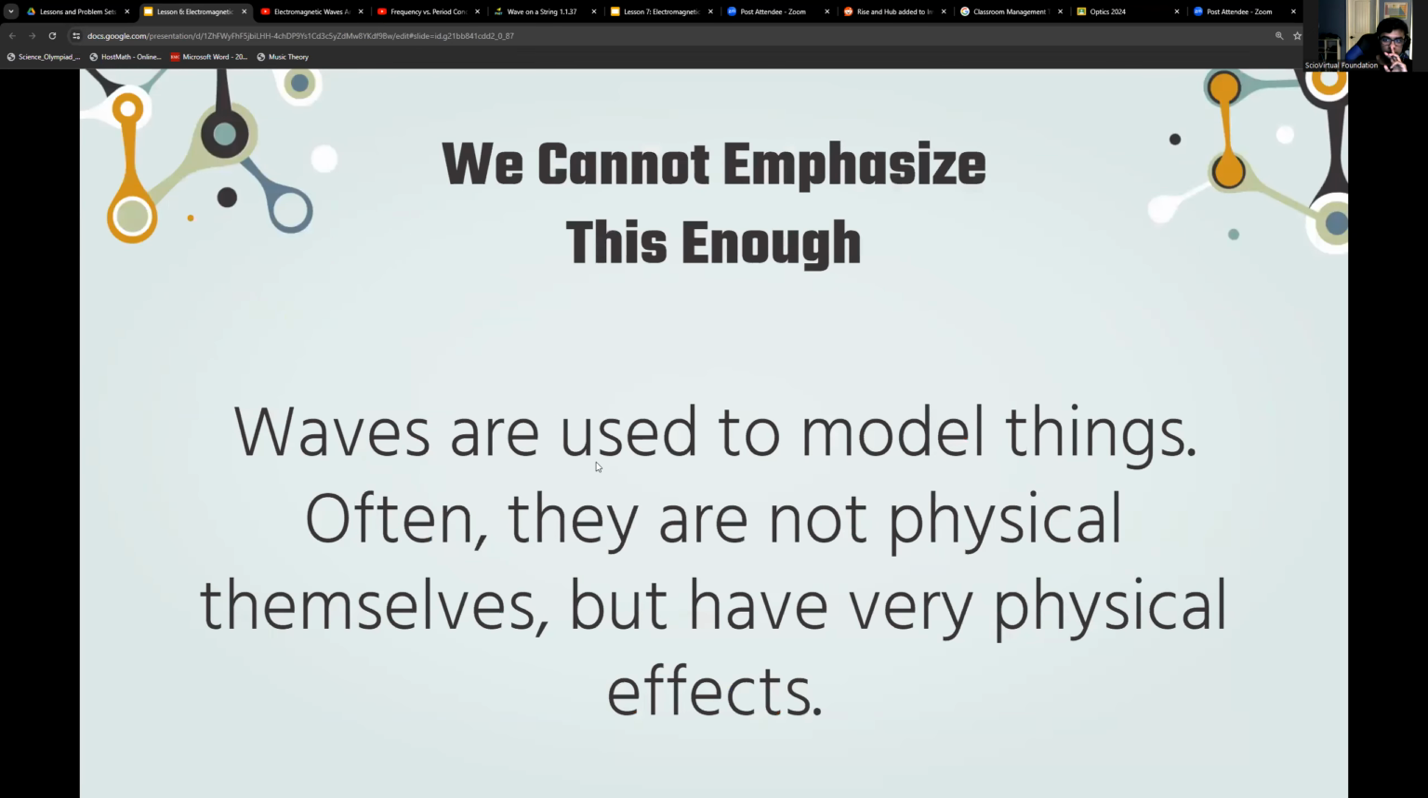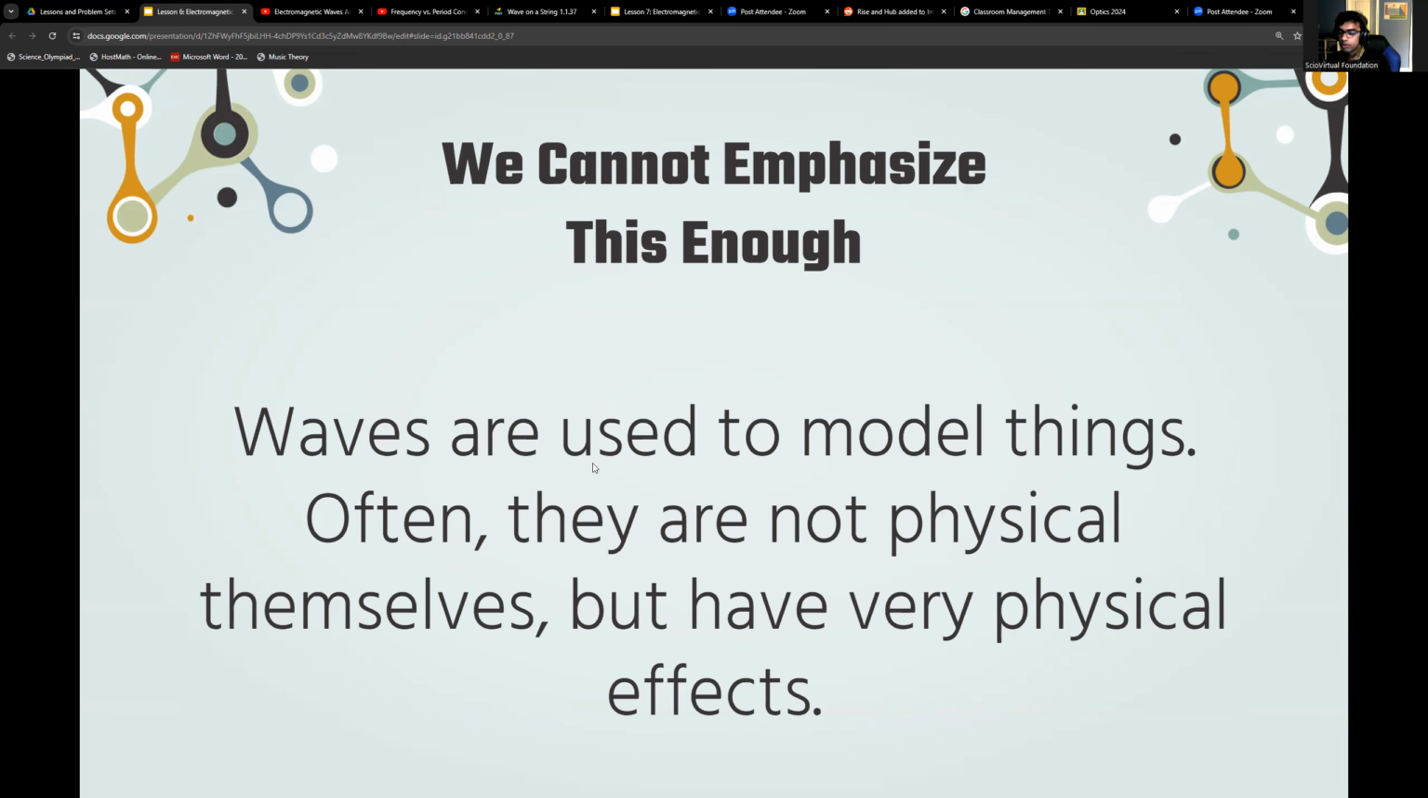So just one thing to abstract away from what we've talked about. Waves are used to model things, right? Often they're not going to be physical themselves, but they'll have physical effects. We can't touch an electromagnetic wave. We can't physically grab it and measure these properties that we're talking about. But these properties are very real. And so we can model electromagnetic waves and see, okay, we know all these properties of this wave are true. We can measure all these properties based on their physical effects. And as a result, we know this model is correct.